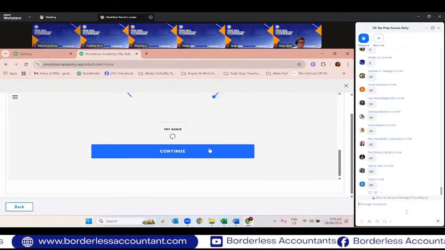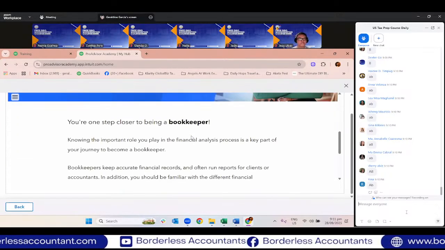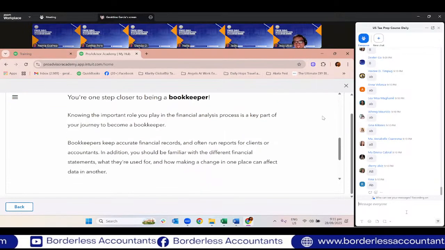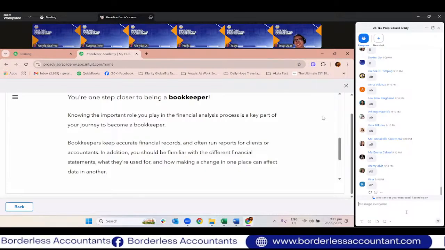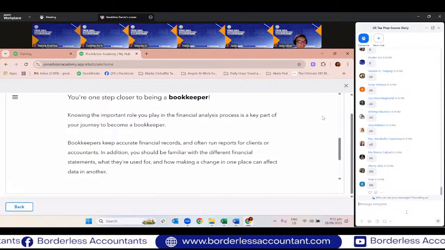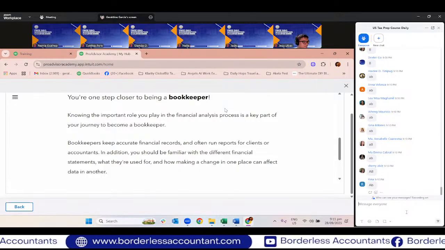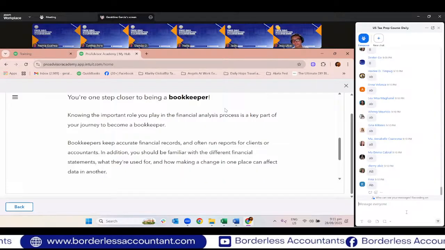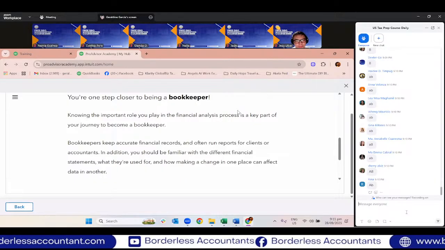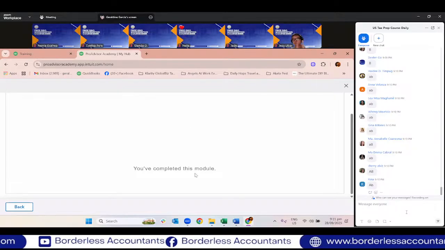Continue. Conclusion. Okay. Read the conclusion. You're one step closer to being a bookkeeper. Knowing the important role you play in the financial analysis process is a key part of your journey to become a bookkeeper. Bookkeepers keep accurate financial records and often run reports for clients or accountants. In addition, you should be familiar with the different financial statements, what they are used for, and how making a change in one place can affect data in another. Okay, submit. You've completed this module.